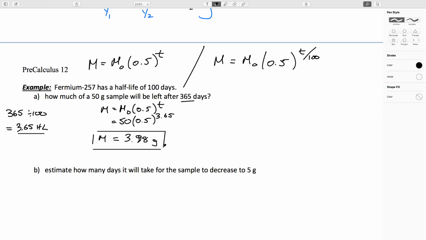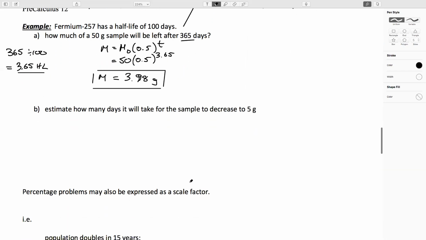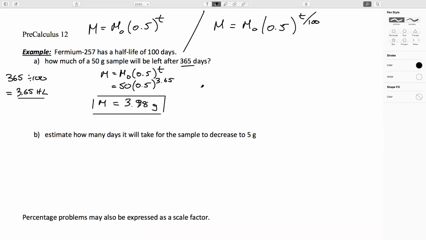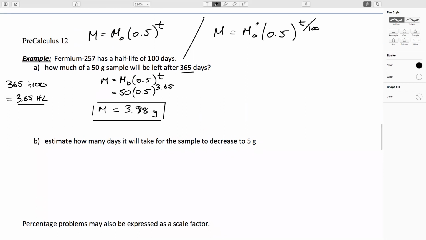For the other question, to estimate how many days it will take for the sample to decrease to 5 grams, we're going to have to solve for our exponent. And now we can use either of these formulas. If we use the first one, we'll be solving for number of half-lives. If we use the second one, we'll be solving for number of days. Just to try it differently, let's use the other formula this time.